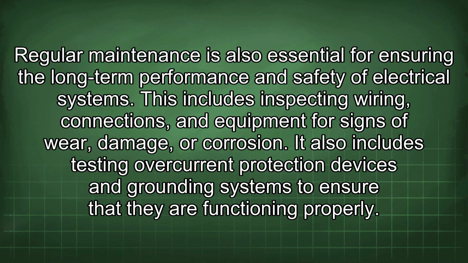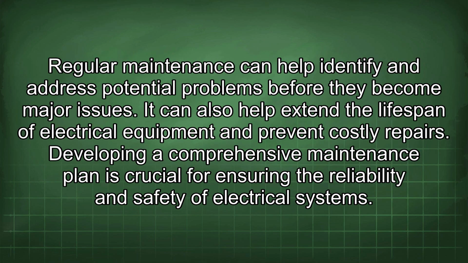Regular maintenance is also essential for ensuring the long-term performance and safety of electrical systems. This includes inspecting wiring, connections, and equipment for signs of wear, damage, or corrosion. It also includes testing overcurrent protection devices and grounding systems to ensure that they are functioning properly. Regular maintenance can help identify and address potential problems before they become major issues. It can also help extend the lifespan of electrical equipment and prevent costly repairs.